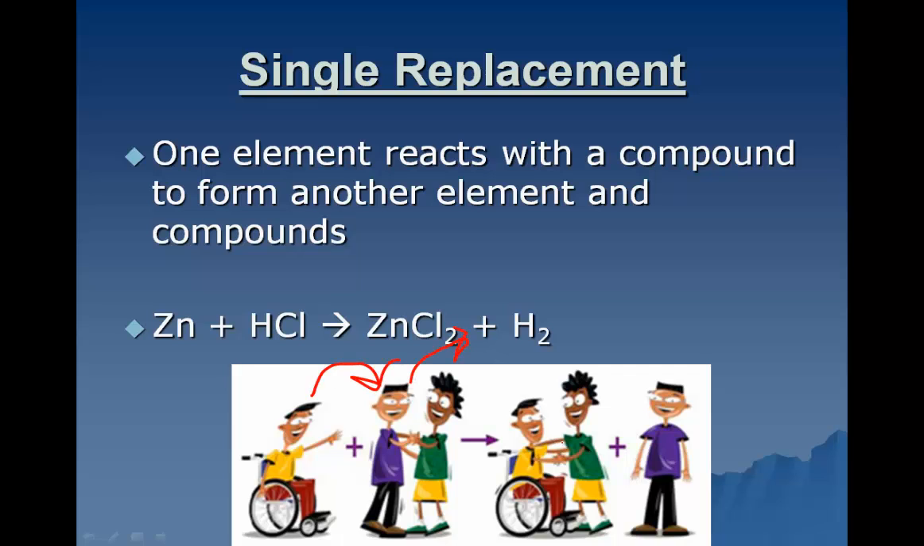So at the end we have the yellow shirt guy with the green shirt girl, and the purple shirt guy is by himself. In our chemical equation, that would be represented with zinc, the element, replacing the hydrogen in hydrogen chloride and kicking out the hydrogen. So at the end you have the zinc with the chlorine, and then the hydrogen is by itself. And we'll talk later about why there's subscripts of 2's here. It has to do with charges.